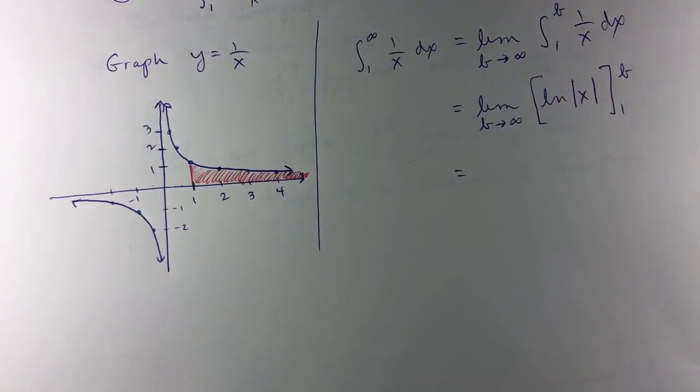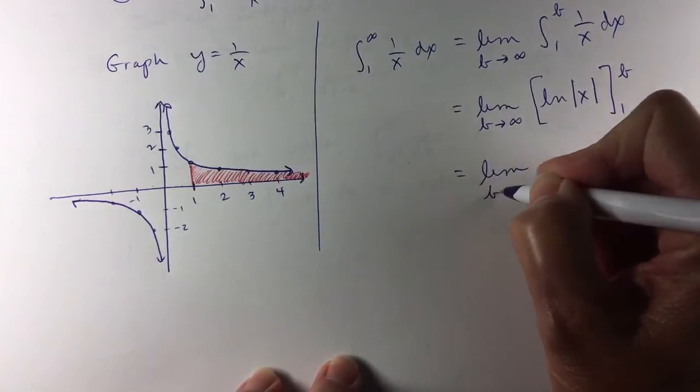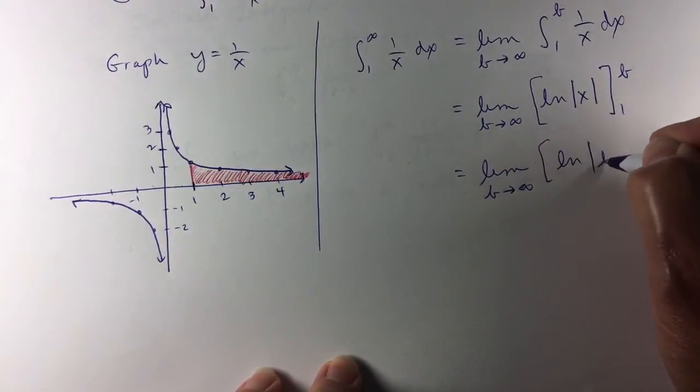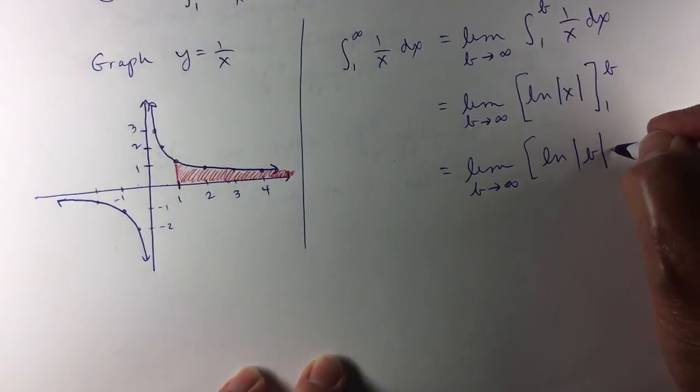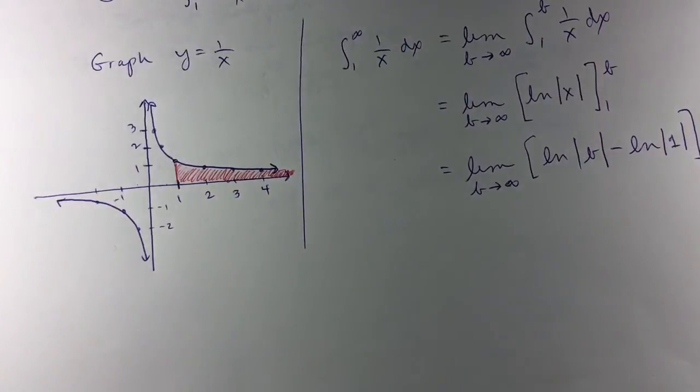Then plug in the b and the 1. I'll do the limit as b approaches infinity of the natural log of the absolute value of b minus the natural log of the absolute value of 1. I really don't need those absolute value signs right here because 1 is a positive number, and b, since b is going to infinity, it's a positive number. But if you're not sure, put the absolute value signs.